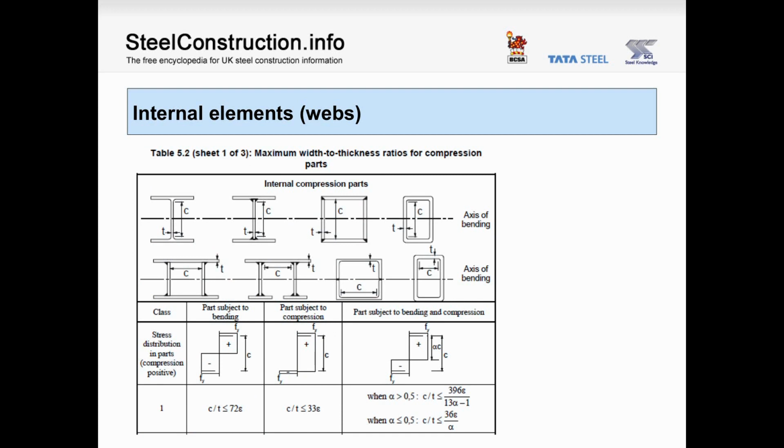We have a number of limits. It depends whether the section is in pure bending, in compression, or subject both to bending and compression. And the limits are given to us in terms of C over T. C is the depth between fillets, and in this case T is the thickness of the web.